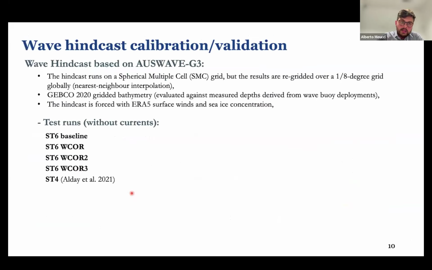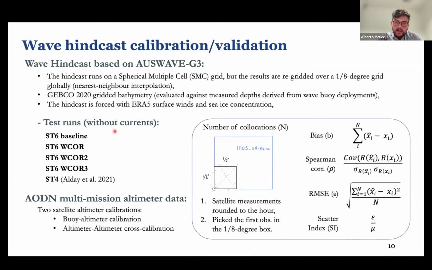Then we moved on and tried a few different ones. To test this, we looked at these 3 test runs, and we ran a number of satellite altimeter collocations. In particular, I looked at both buoy altimeter collocation and altimeter cross calibration, just to be sure that nothing weird was happening with the statistics at the extremes and the measurements coming from the satellite altimeter observation. And then we had a look at a few statistics, so the typical ones: the bias, the Pearson correlation, the RMSE and the scatter index.